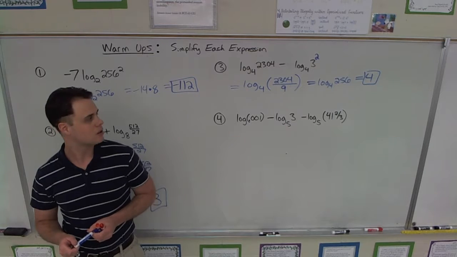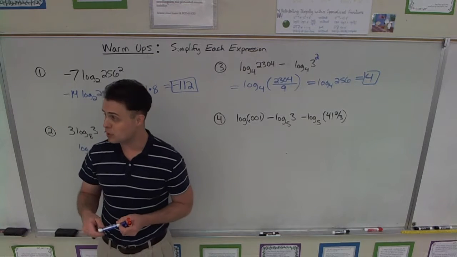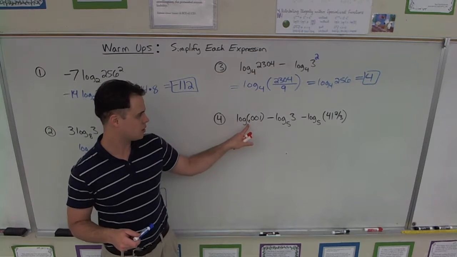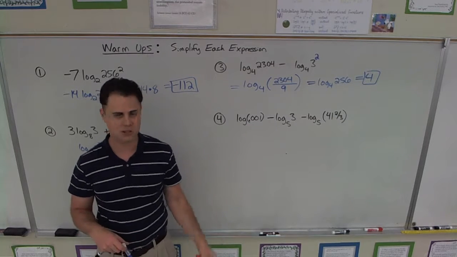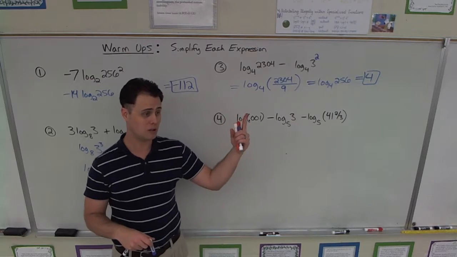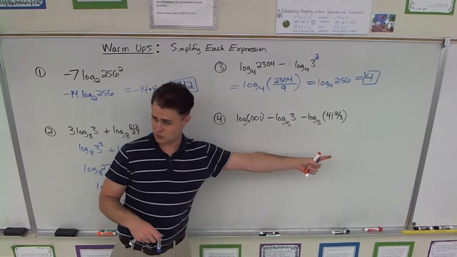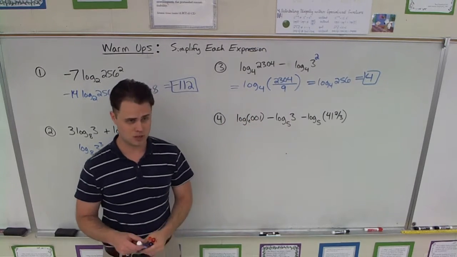It has a different base. Ah, one of them has a different base than the other 2. This has base what? 10. If it doesn't say it, it's base 10. Those have base 5. So I think you've got to think about this piece separately from those 2. Does that make sense? So let's do this piece separately right now.